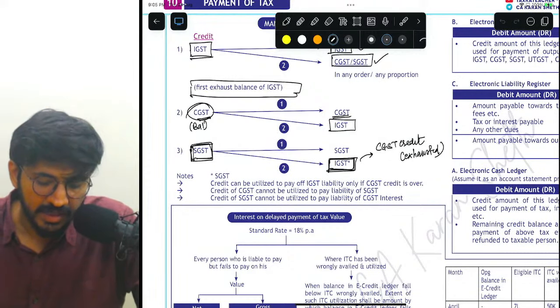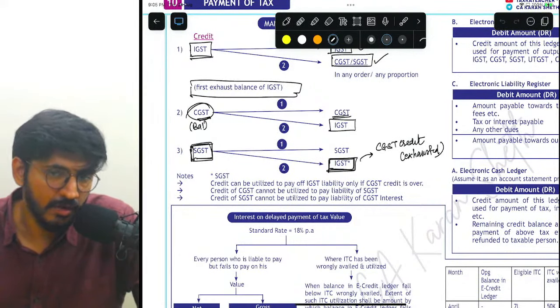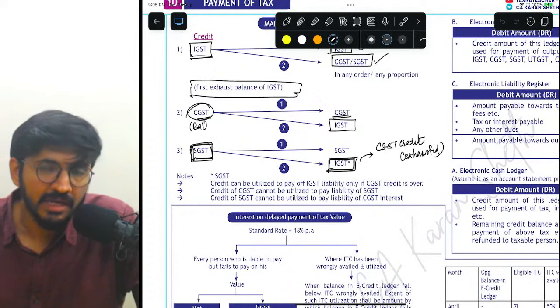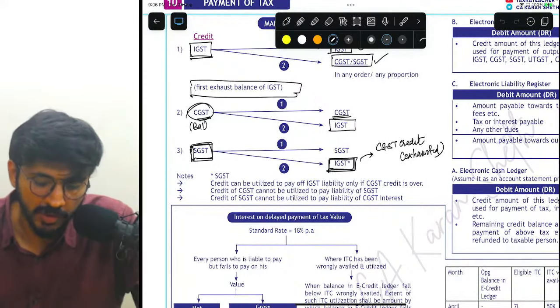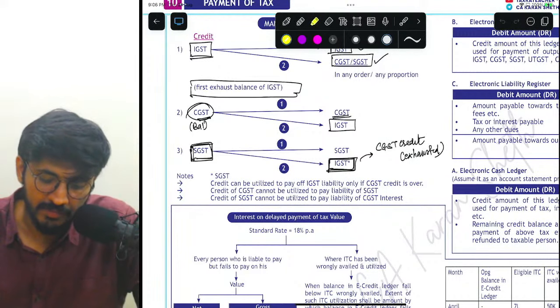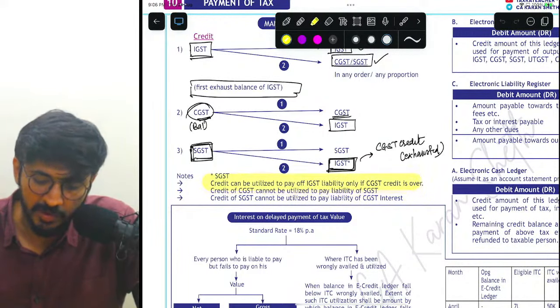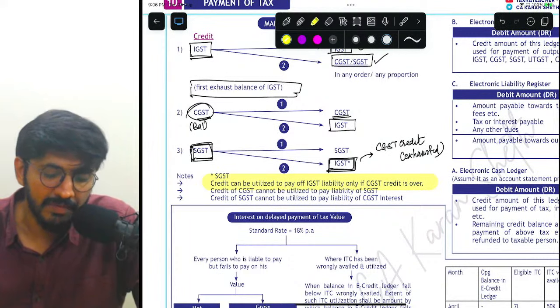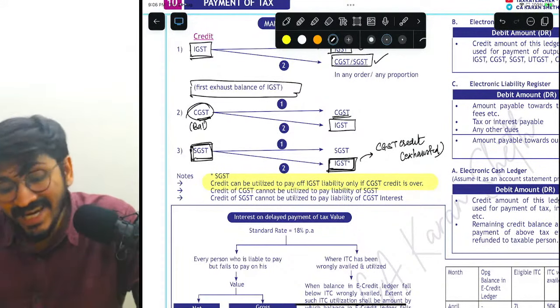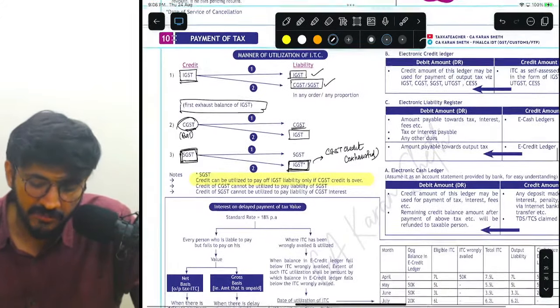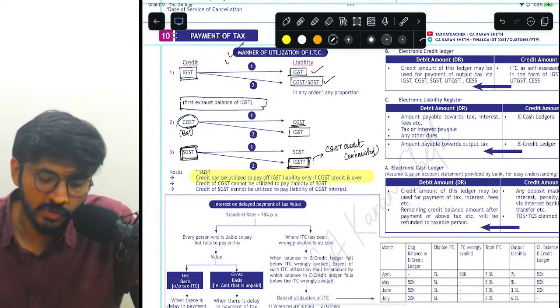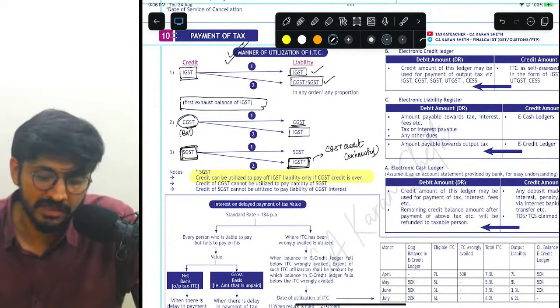Obviously, CGST credit cannot be utilized to pay off SGST liability, and SGST credit cannot be used to pay off CGST liability. They are both going in different pockets, so it's very important for you to understand that. As I said, this is extremely important. The first line that is written here needs to be taken into consideration. Next.